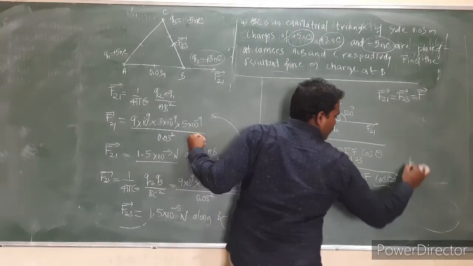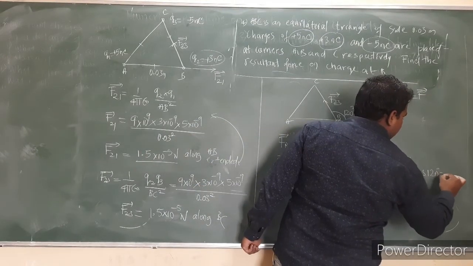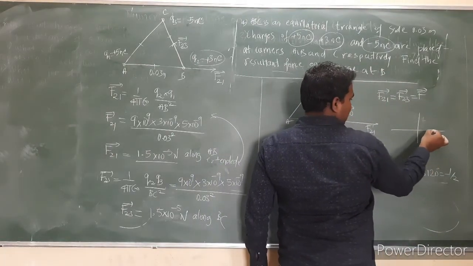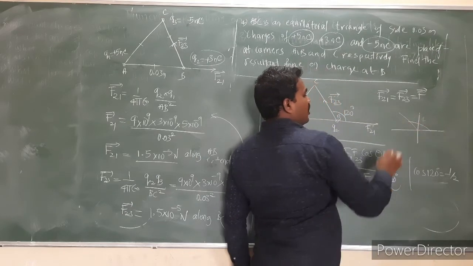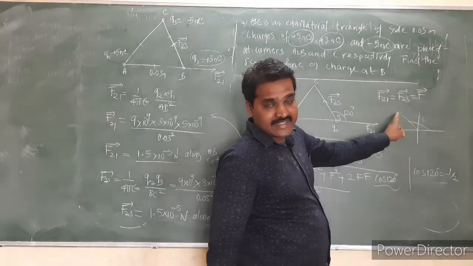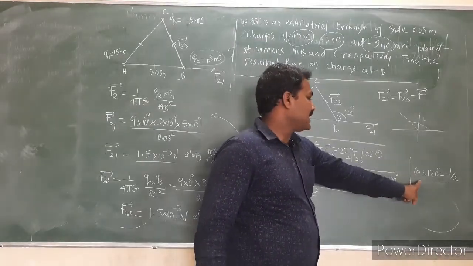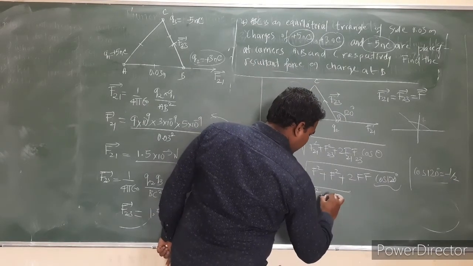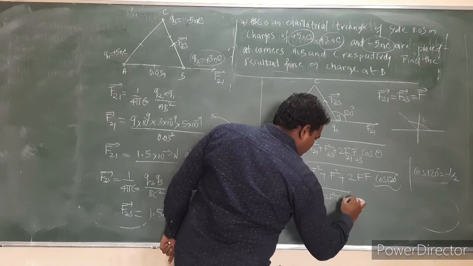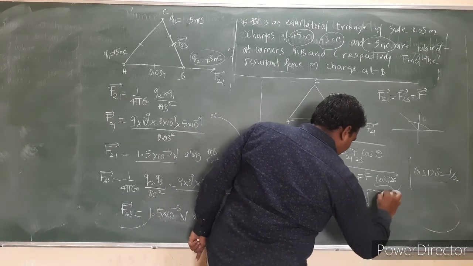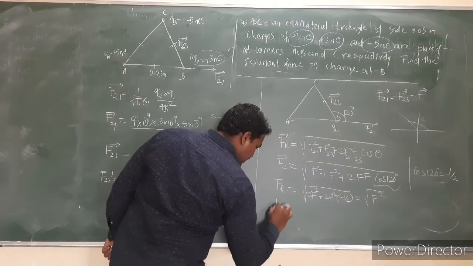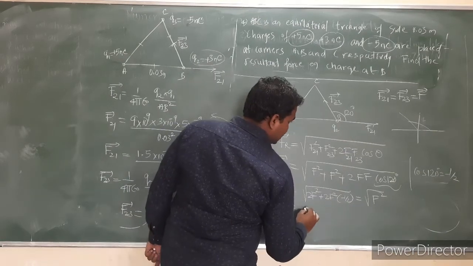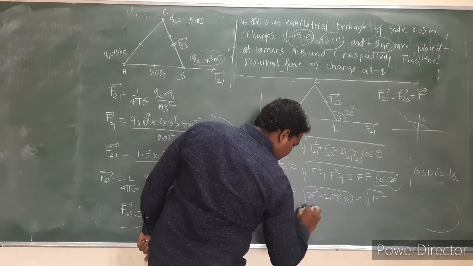Cos 120 degree is equal to what? That is minus 1 by 2, because we are using the concept of allied angles: cos 120 degree can be written as cos of 180 minus 60. In the second quadrant cos is negative, so I use minus 1 by 2. Substituting it here, this will be equal to 2 into F square into minus 1 by 2. After simplifying, I will get the square root of F square. So the magnitude of the resultant force is the square root of F square, that is equal to F.